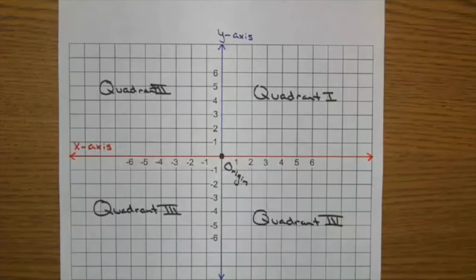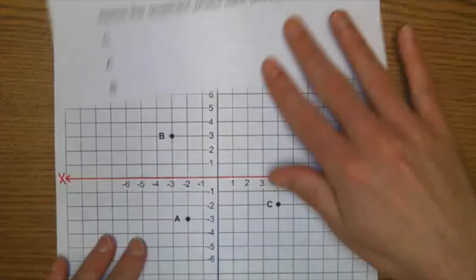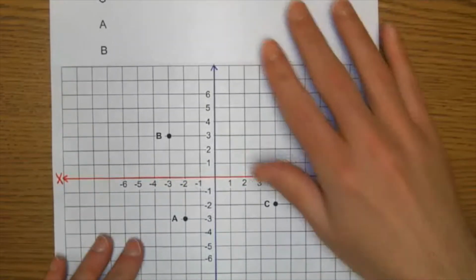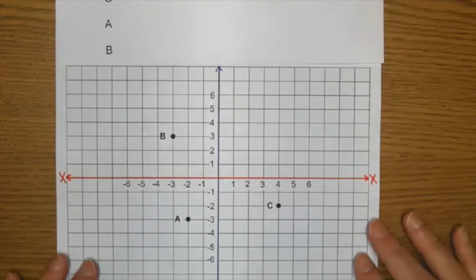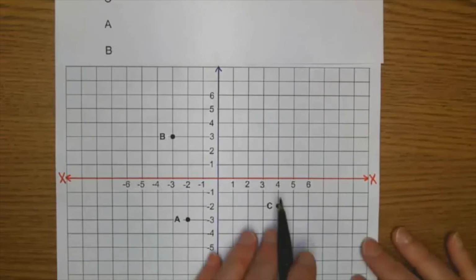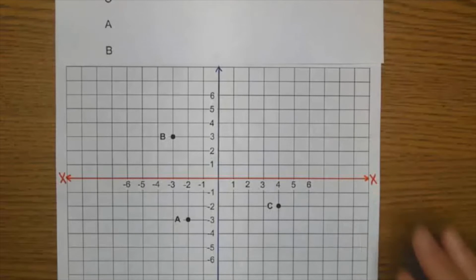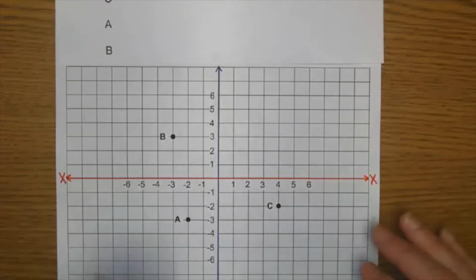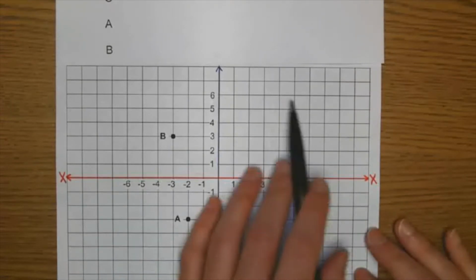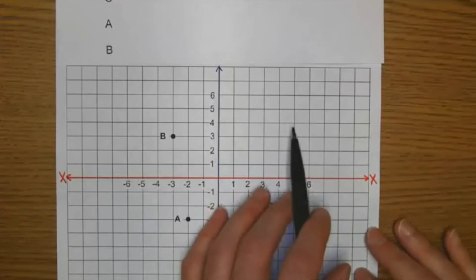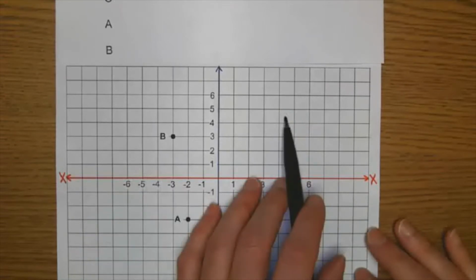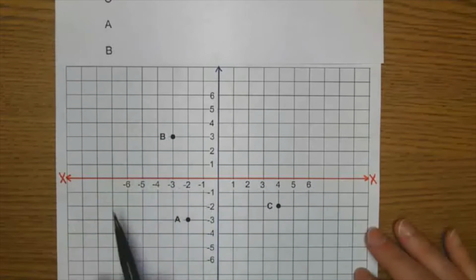For example, let's take a look at this coordinate plane. And we have 3 points on here. We have C, we have A, and we have B. And I want to find out in which quadrant each point is located. So I'm going to start here. I always start over in this one. This is quadrant 1. And I can go this direction. So quadrant 1 and quadrant 2, quadrant 3, quadrant 4. So C is in quadrant number 4.